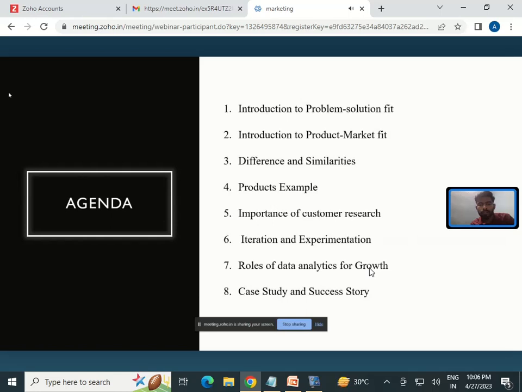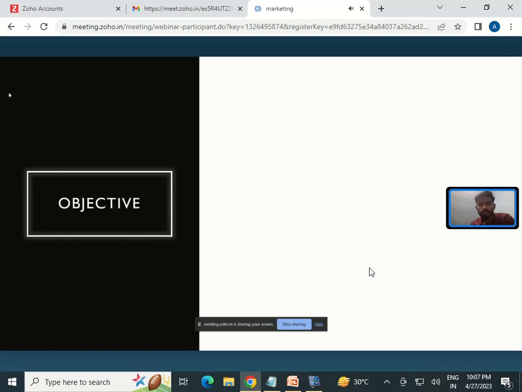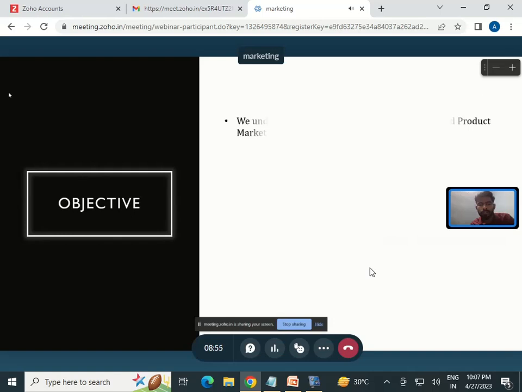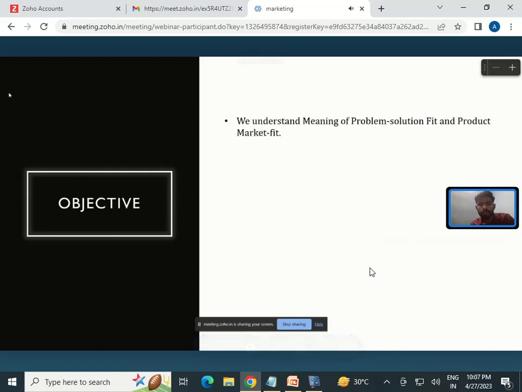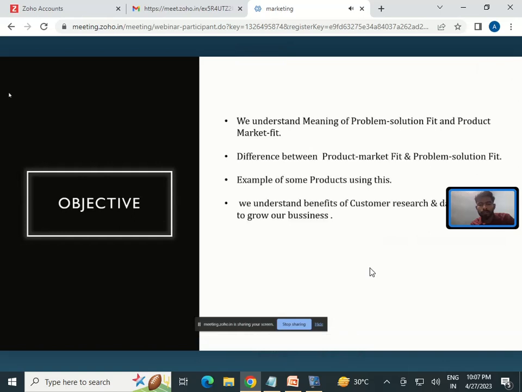Industries that built up after doing all this customer research and experimentation, and reached beyond the limits of making profits. So the objective, of course, is to make everything clear. First, we understand the meaning. Then the difference, and some examples of products we will see. We understand the benefit of customer research and data analytics to grow our business. And the case study for Netflix and Airbnb. I guess you all have been using Netflix, and some actually know about Airbnb. It's a big MNC, a very big company. So we will look into it.